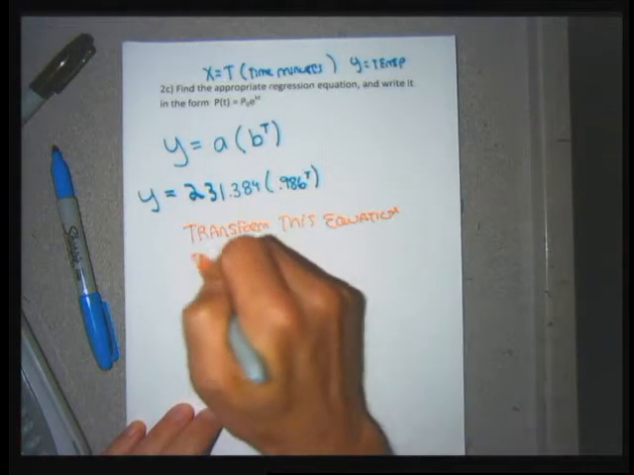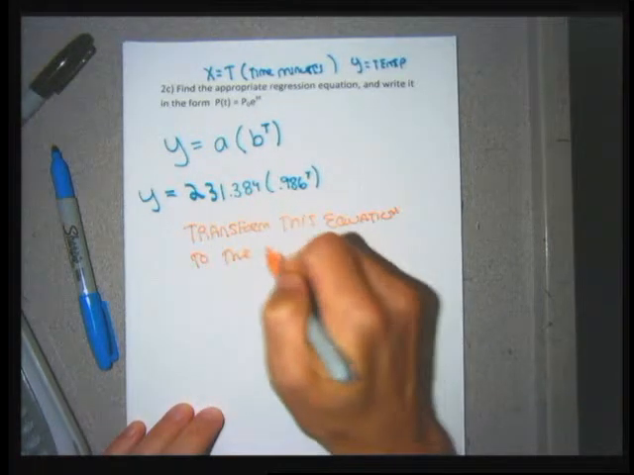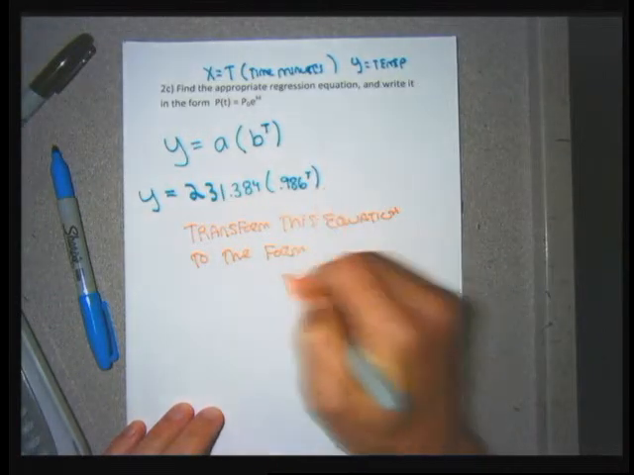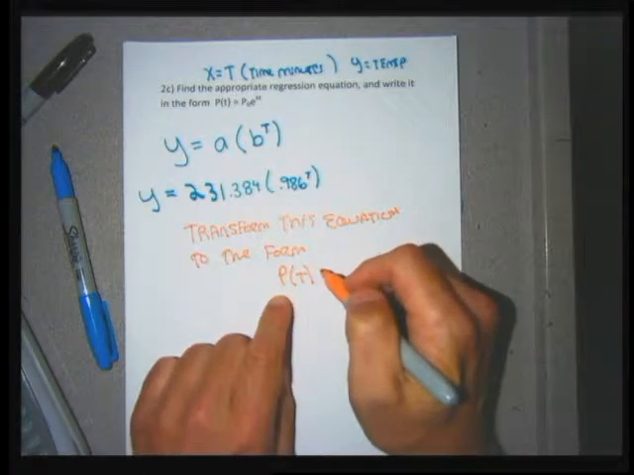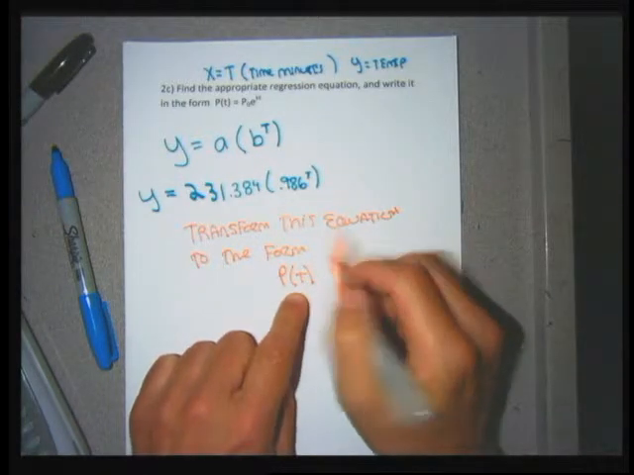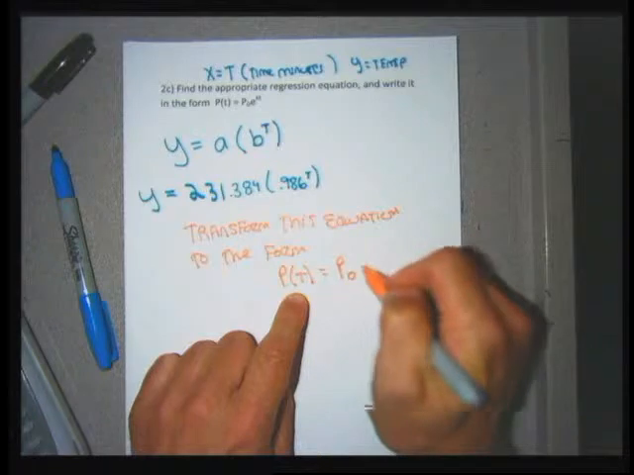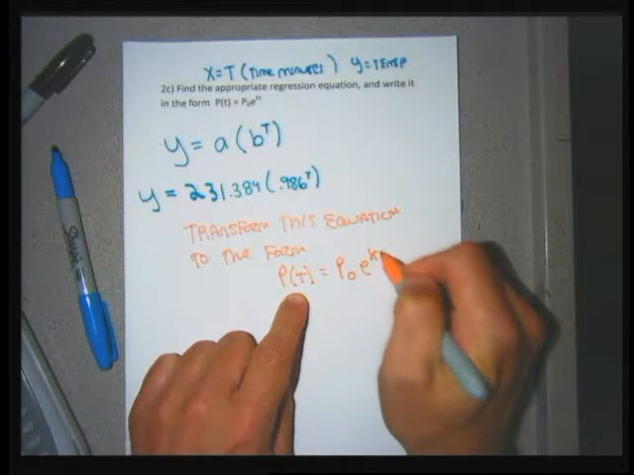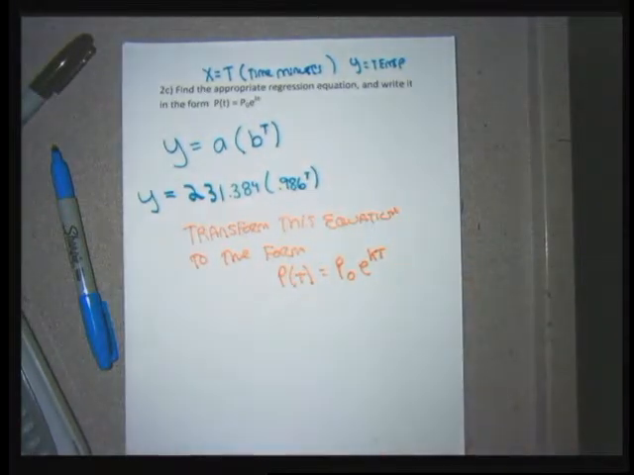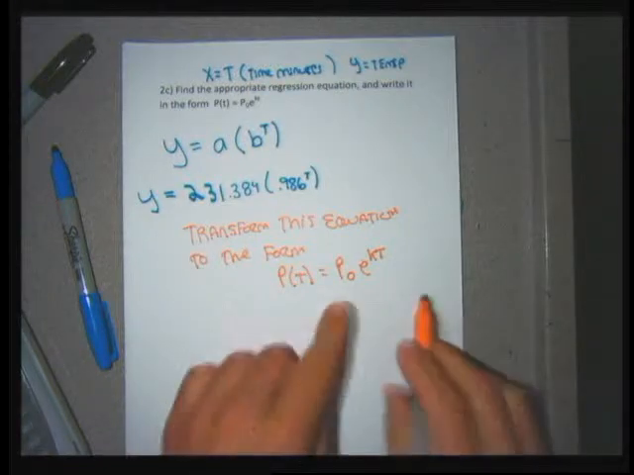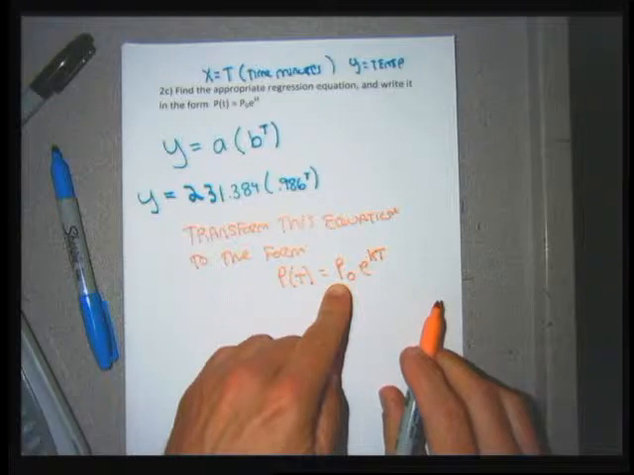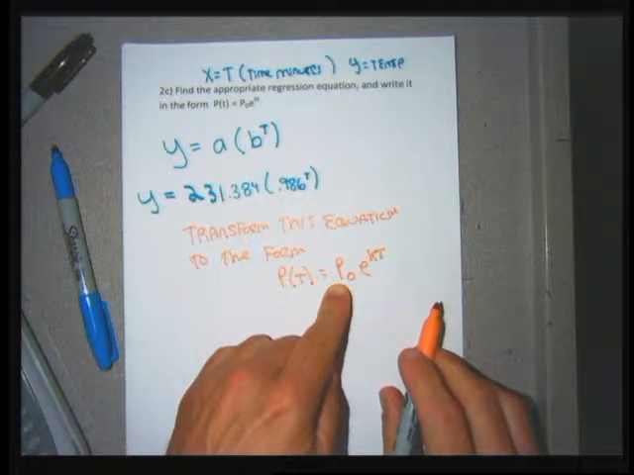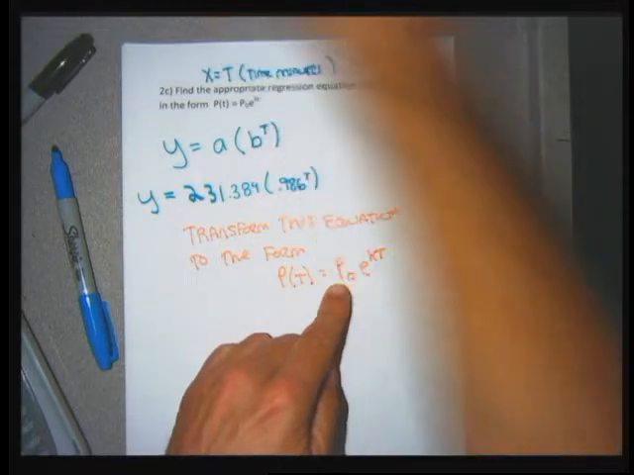to the form P of t, that means maybe, well, P is going to be the temperature with respect to time, equals P sub 0 times e to the kt. In the formula, I need 2 amounts. I need a value for P sub 0 and a value for k. Even though P sub 0 is the initial temperature, I'm not going to use the initial 240 degrees.